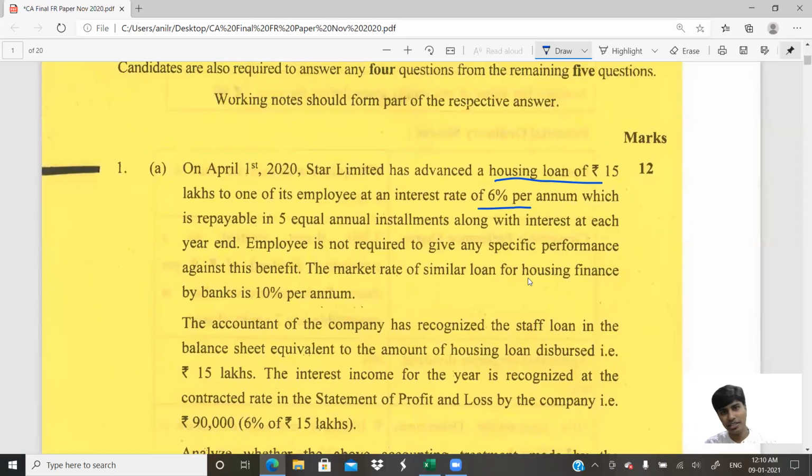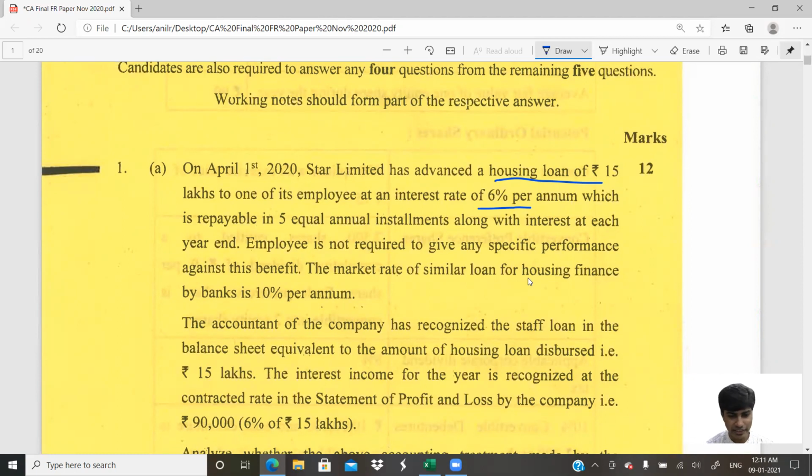First year end 3, second year end 3, third year end 3. At the end of 5 years, you would have repaid the entire 15 lakhs along with interest. So what is the interest rate? 6%. Very lovely interest rate. If there is a company which is giving housing loans at 6%, I would pounce and take it right away today. Let's continue reading the question.